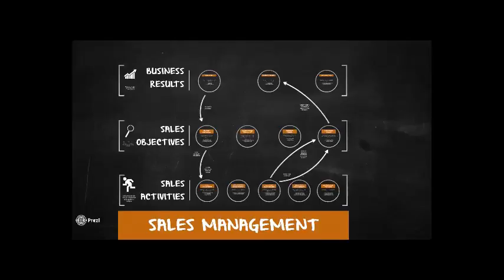So in summary, you can very much simplify the sales management role by establishing the right path, reverse engineering from results to objectives to activities. This will allow you to focus on managing the activities that matter and hopefully get you a bit of time back as well. Right, that's it for the presentation.